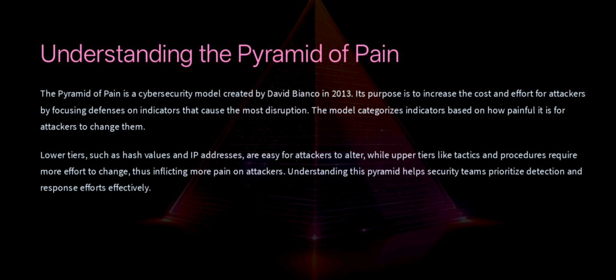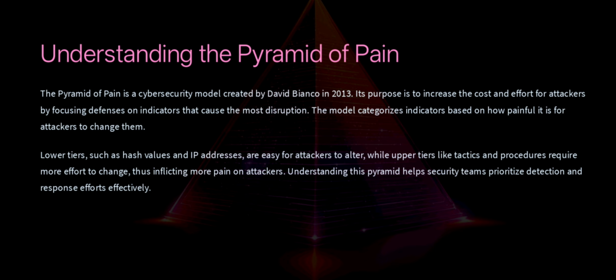The model consists of 6 layers, each representing a different type of indicator. From bottom to top, these are hash values, IP addresses, domain names, network/host artifacts, tools, and tactics, techniques, and procedures, TTPs. As defenders move up the pyramid, they transition from static data points to dynamic and deeply ingrained aspects of adversarial behavior.